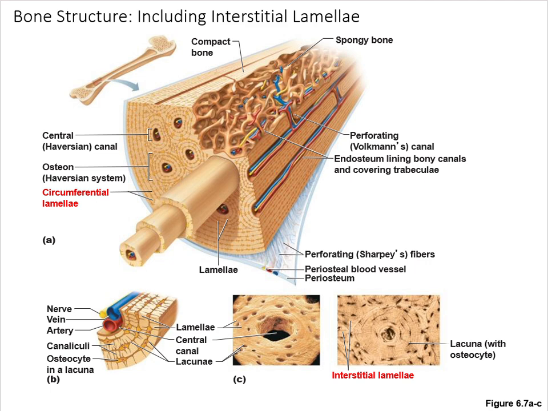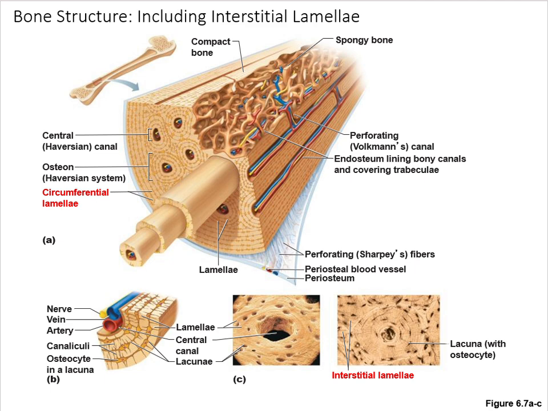Here is a picture of a long bone. You can see on the outside of the shaft of this long bone is the circumferential lamellae. Just deep to that, closer to the spongy bone near the medullary canal, are the osteons or Haversian systems. Each one of those Haversian systems has a central canal. So the general structure of a long bone is compact bone on the outside, spongy bone in the center. And there's a lot of vascularization.